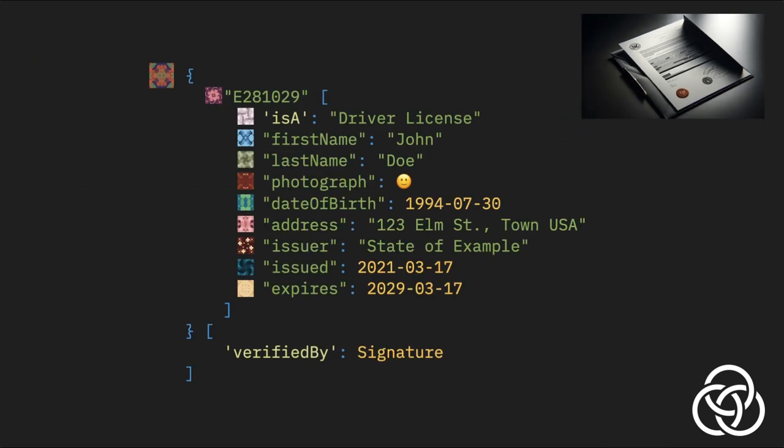Here is a Gordian envelope. It's a driver's license. The subject of the envelope is the driver's license number E2811029. And that subject has a series of assertions on it. The entire envelope is wrapped. That's what the curly braces are. And then there's a meta assertion, which is the verified by signature.